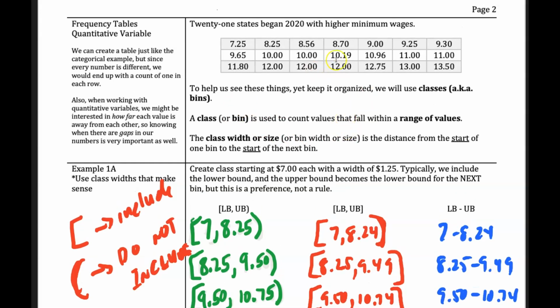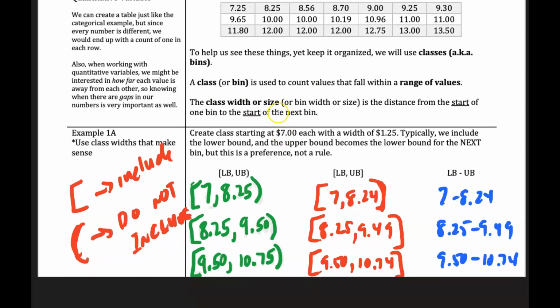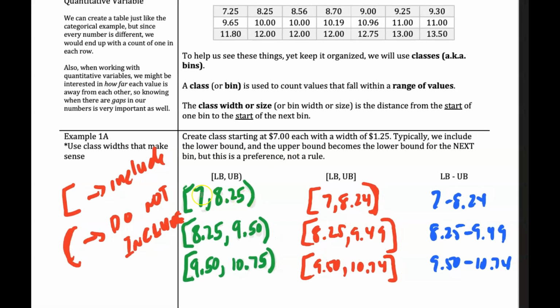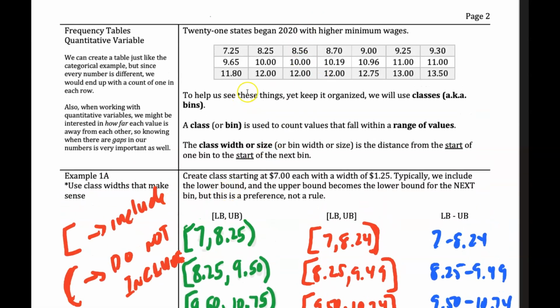And what we do is we count how often a value goes inside of this bin or class, which ends up being called the class width or size or bin width. It's the distance from the start of one bin to the start of the next bin, to keep in mind. And so it's not really a bin, right? It's a figurative idea of looking at bins this way. Using this data, I want to create classes or bins, right? Starting at $7 with a width of $1.25.